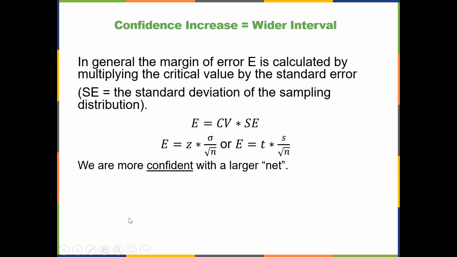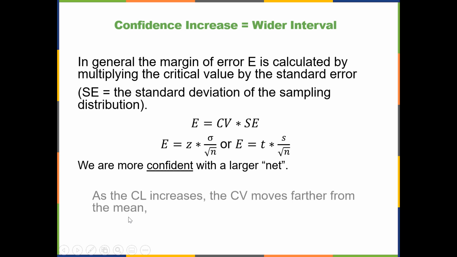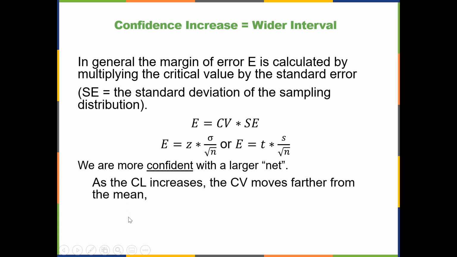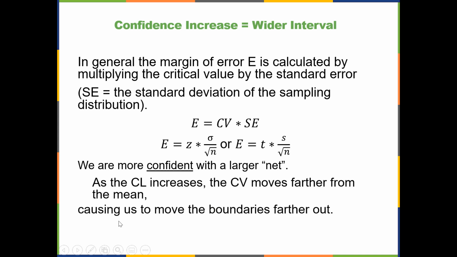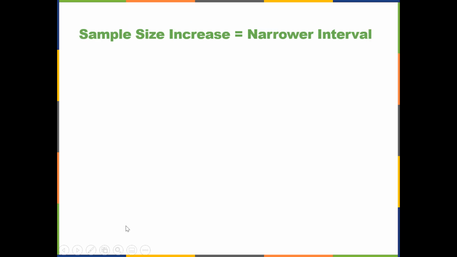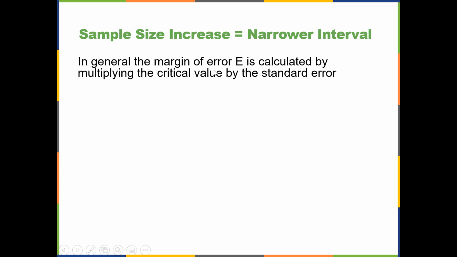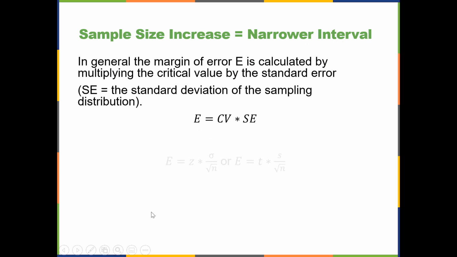So notice that if we have more confidence, that's going to push our critical values out towards the tails away from the mean. So that in turn pushes the margin of error larger and pushes our boundaries farther out, making a wider interval. The sample size equals a narrower interval, and we can see this because of how, again, the margin of error is calculated using the standard error, which has the n in the denominator.